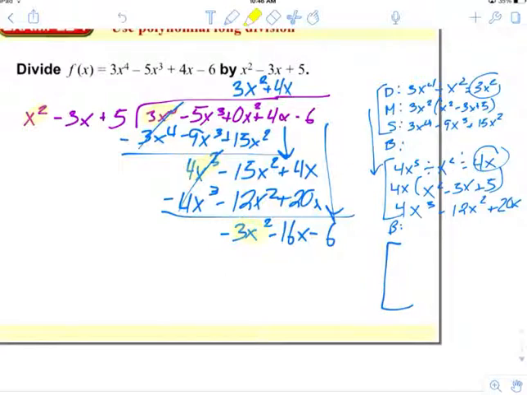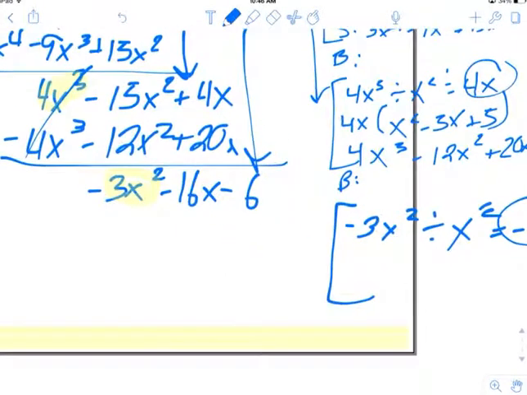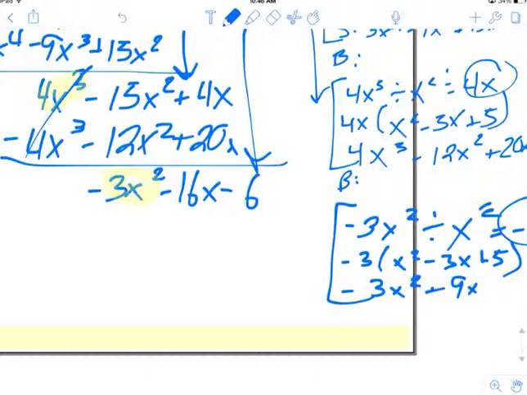So the first term of my divisor is x squared, and negative 3x squared divided by x squared equals negative 3. So that's part of my quotient. And it's also going to be my multiplication term, negative 3 times x squared minus 3x plus 5 is equal to negative 3x squared plus 9x minus 15, which gets substituted in for my subtraction step. Negative 3x squared plus 9x minus 15.